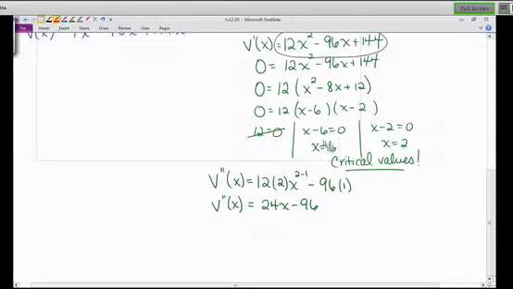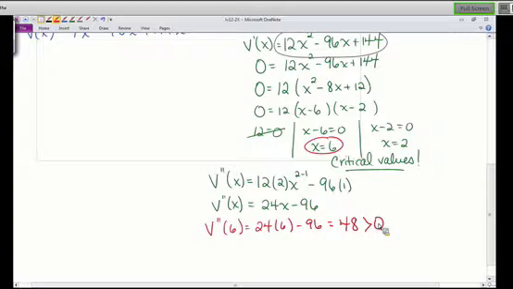The first critical value that we got was x is equal to 6. So let's substitute 6 in the second derivative. We're going to do 24 times 6 minus 96. When you evaluate this, it is going to give us a positive 48, which is greater than 0. So because our second derivative evaluated at x is equal to 6 is greater than 0, x is equal to 6 is our minimum value.